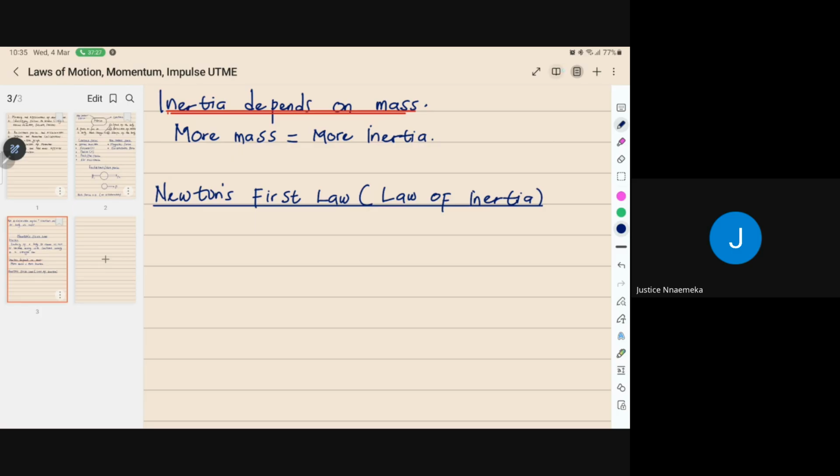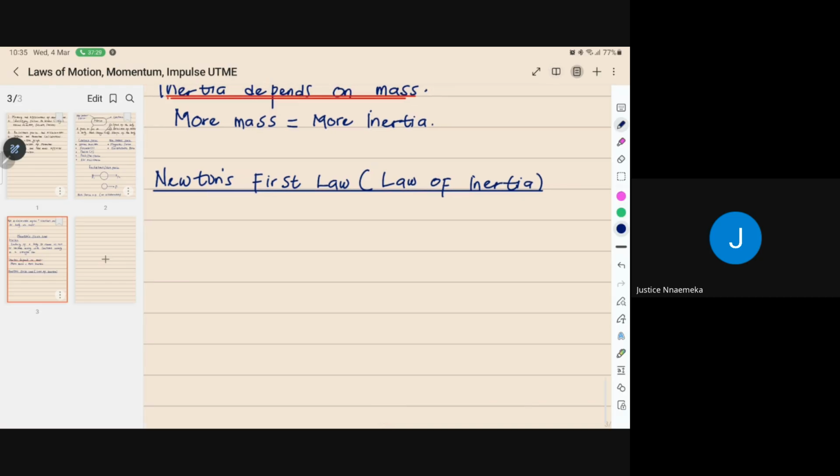So now, it says that the body remains at rest.